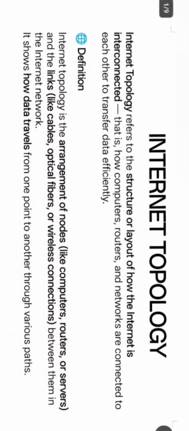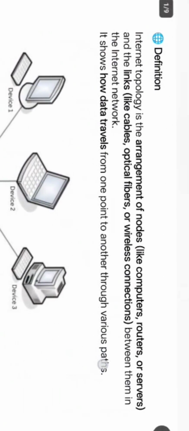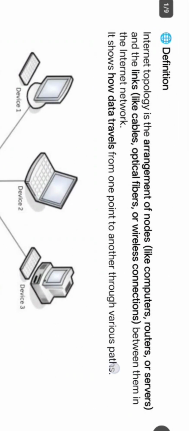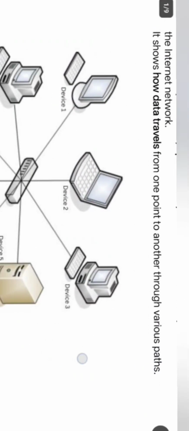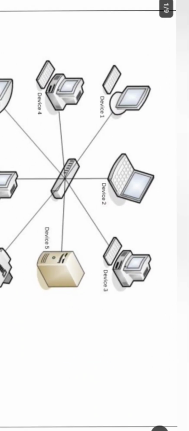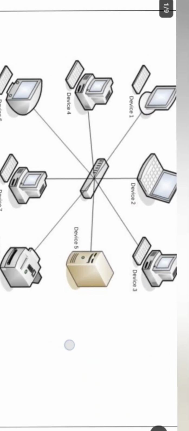Hello everyone. In this video, let us see about what internet topology means and let us discuss about its types, levels and applications. When we connect multiple computers or devices together to share data, we must decide how they will be connected. This arrangement or pattern of connecting devices is called network topology. Internet topology refers to the structure or layout of how the internet is interconnected.